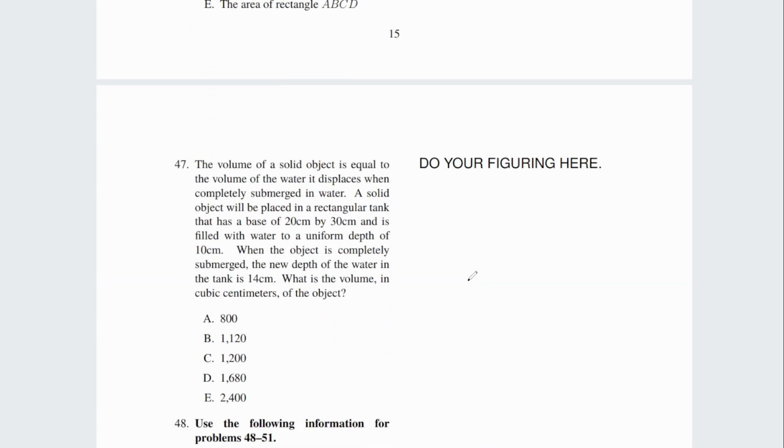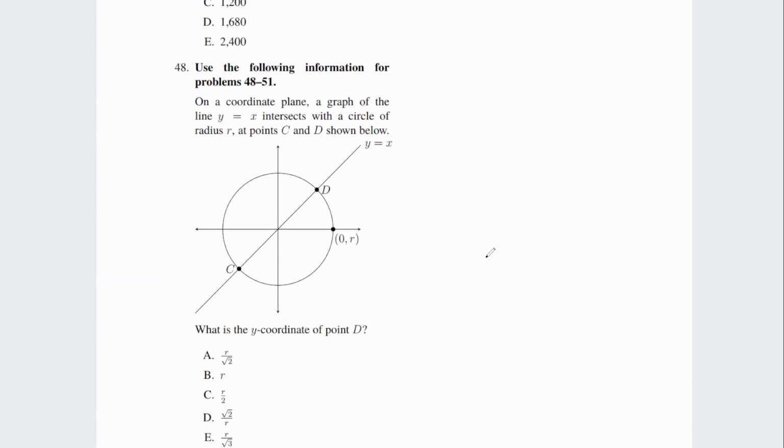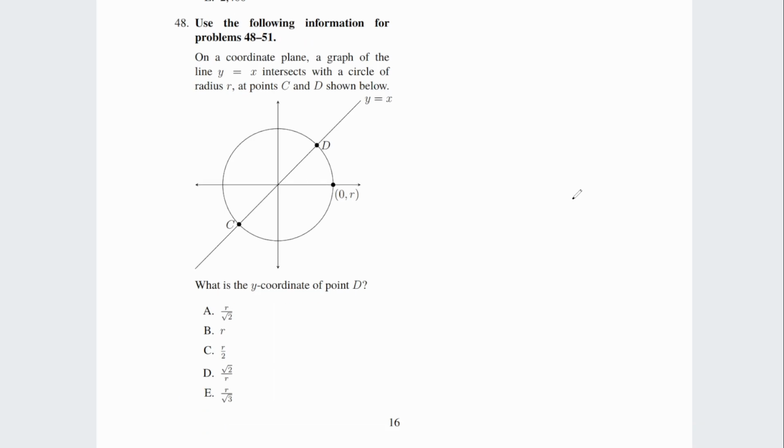And finally, we have questions 48 through 51. This is one that seems to be quite difficult. Firstly, on the coordinate plane, the graph of the line y equals x intersects with the circle of radius r at points C and D shown below. What is the y-coordinate of point D?